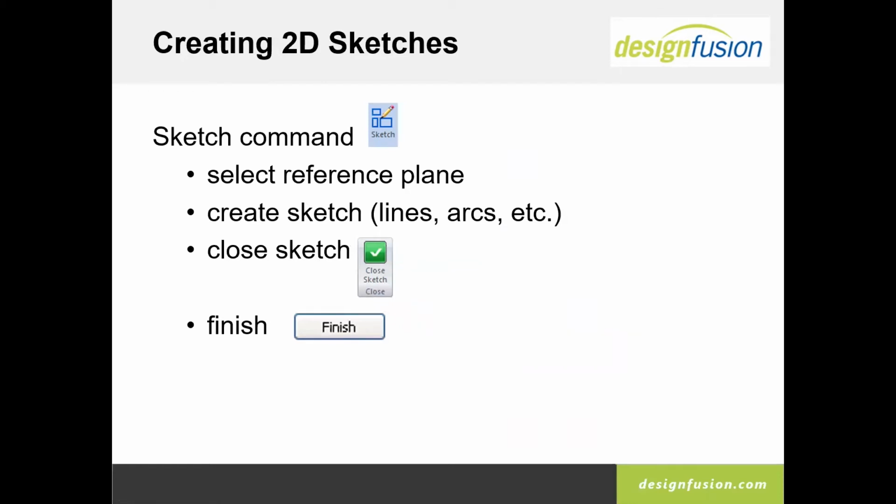If you choose to create a sketch first, you have to use the sketch command. The sketch command is very simple. It asks you to pick a reference plane, go in and create your lines, arcs, etc., draw your sketch, and then close it and hit finish. This will save a separate sketch feature, which you can access later with other feature commands.